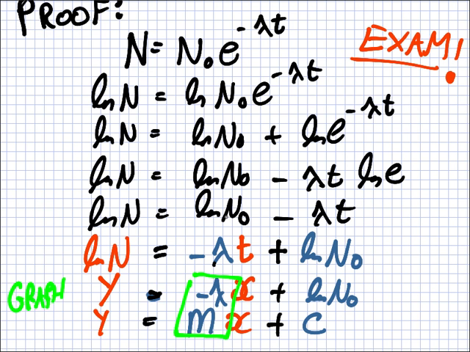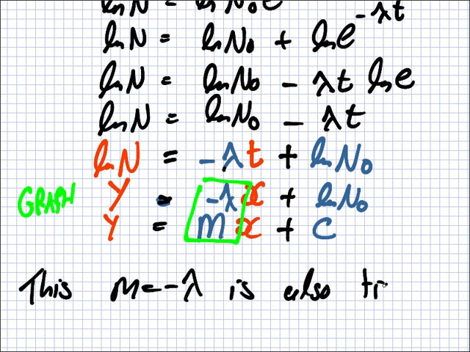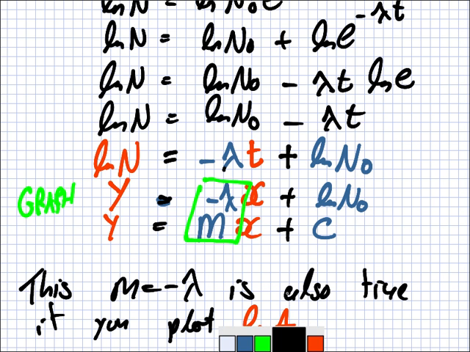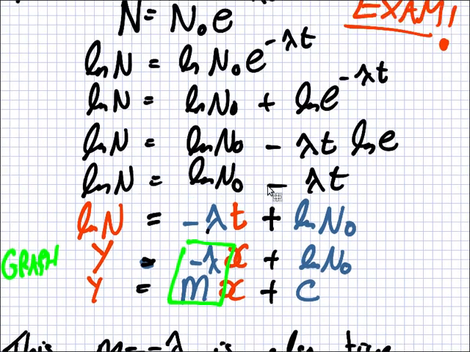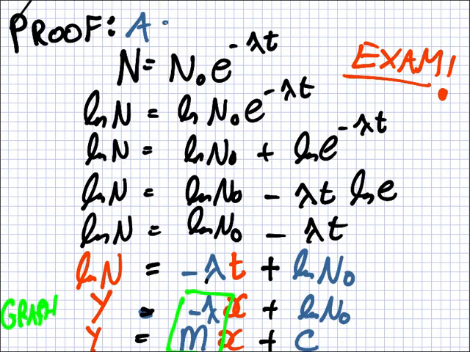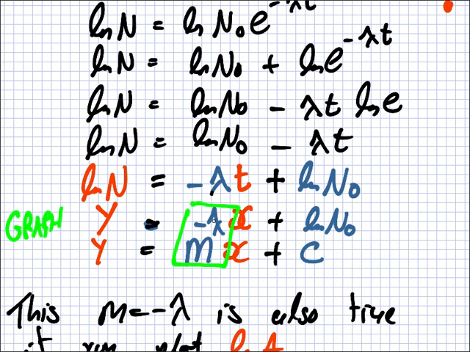So there's an extra little piece. This m equals minus lambda is also true if you plot log a. So you can use a or m. If you were to replace this with a equals a0 e to the minus lambda t, you get the same result here for the m.